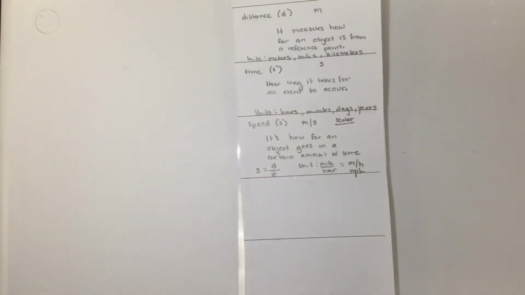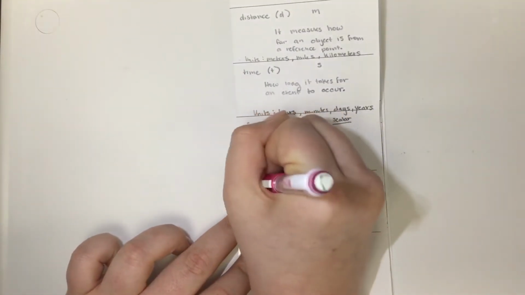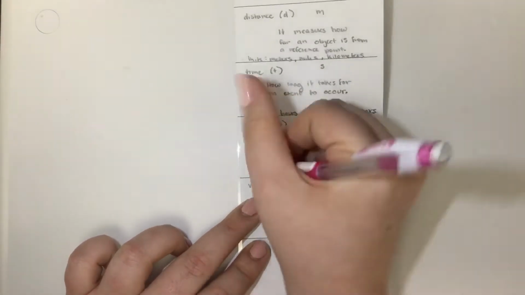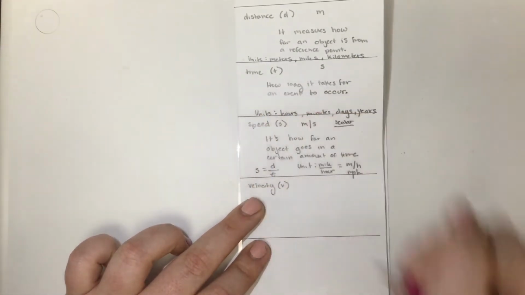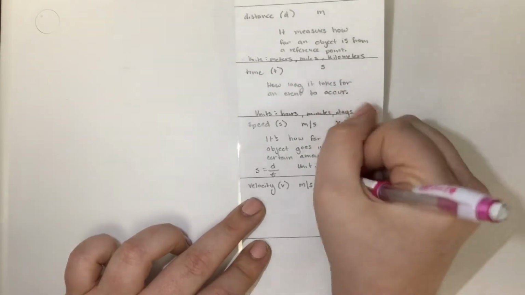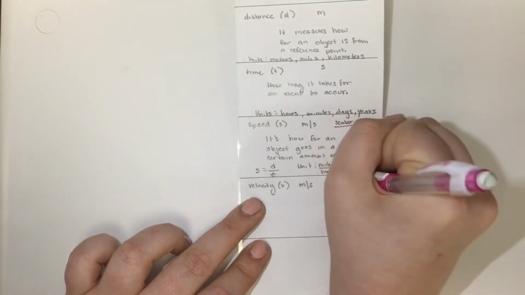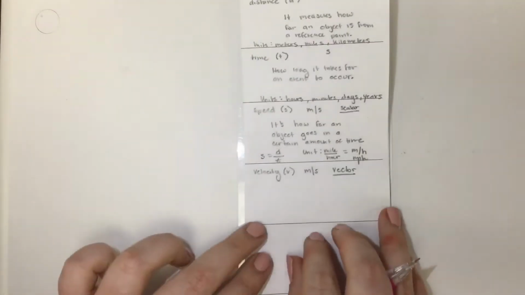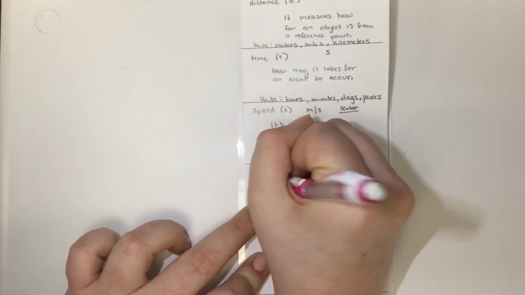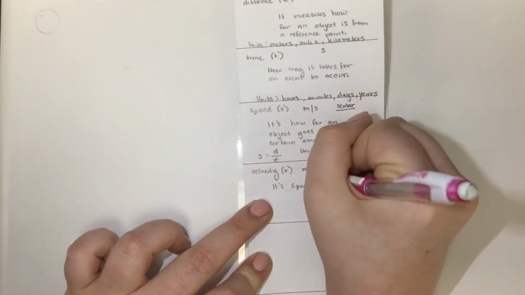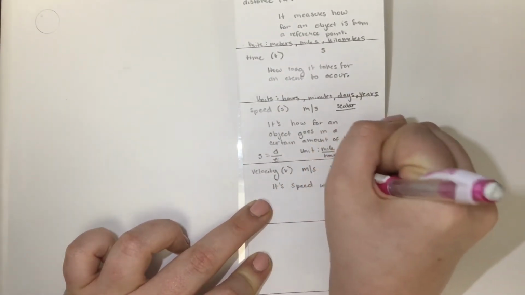All right, our next term is velocity. Velocity is represented by a lowercase v, and it also uses the unit meters per second. However, this is a vector because not only does it have a speed, but it has a direction. So the definition of velocity is its speed with direction.